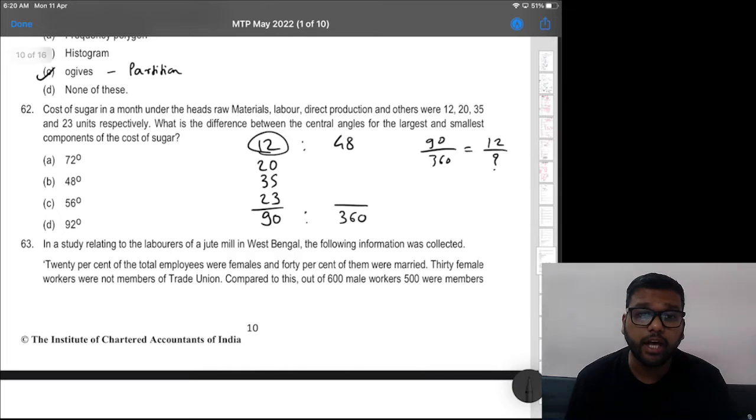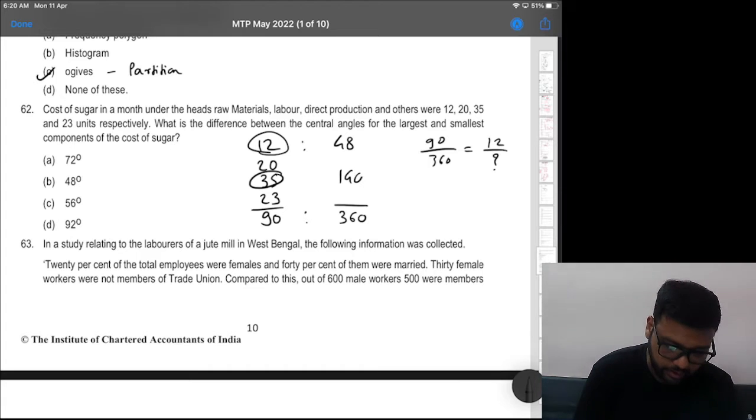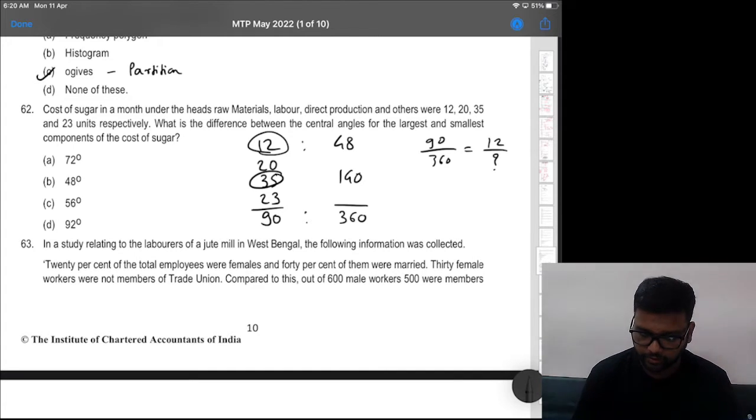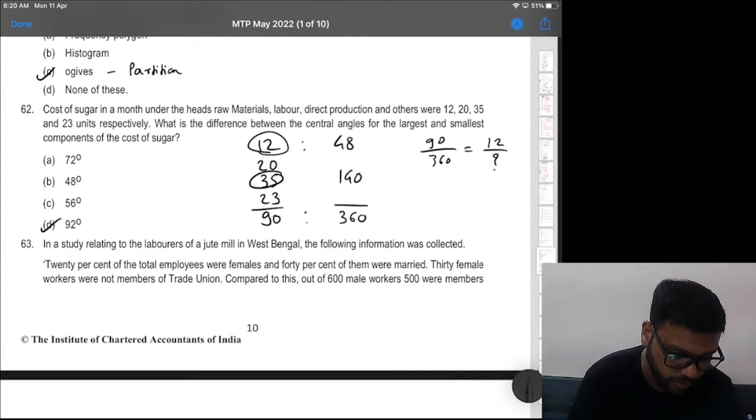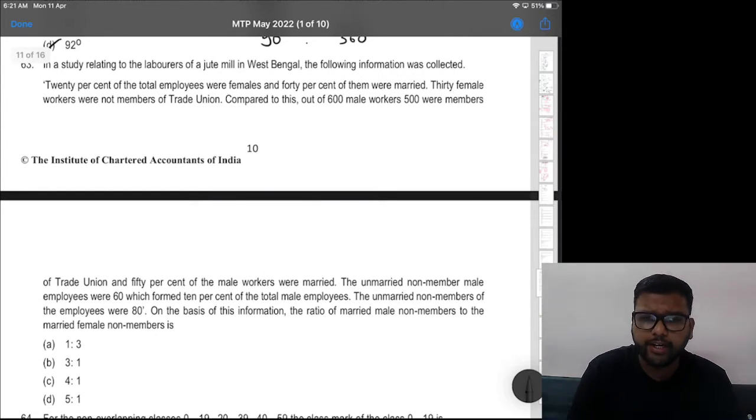And the largest angle: smallest was 12, largest will be 35, so 35 into 4, so 140. So what is the difference between largest and smallest? 140 minus 48, which is 92, option D. 63 is from the module and it is a bit complicated.